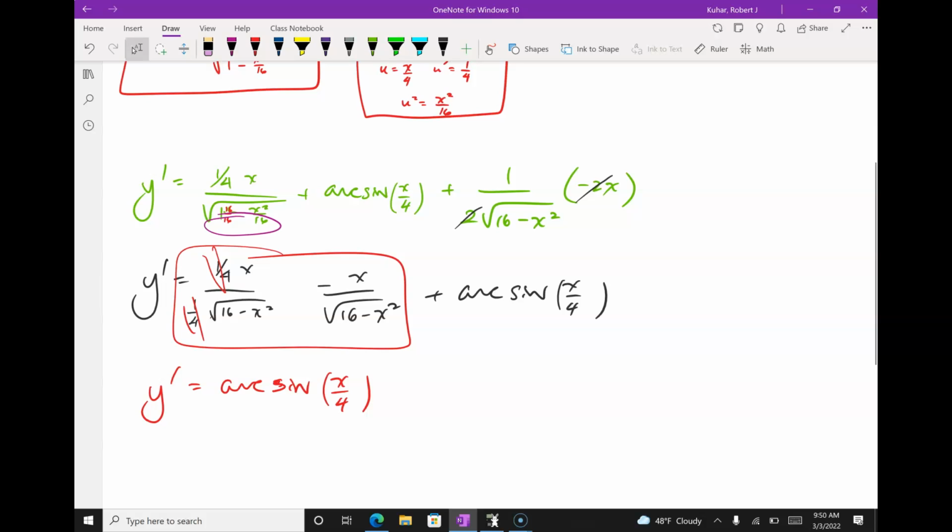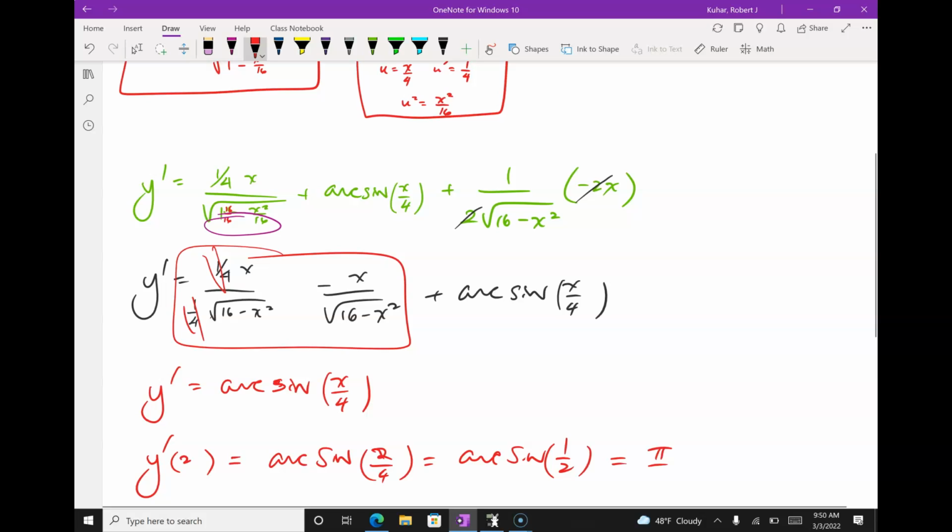And what does it want me to do? It wants me to find the slope at 2, right? So y prime at 2 is the arcsine of 2 over 4, which is the arcsine of 1/2. And of course, we know that reference angle is pi over 6.